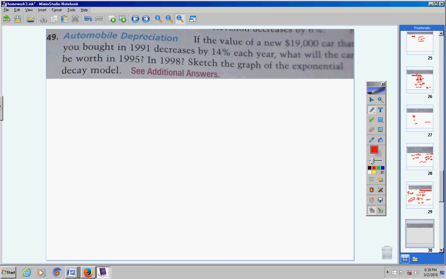Okay, 49. If the value of a new car that you bought in 91 decreases by 14%, what will the car be worth in 1995? Now, guys, I've taught you this. You're welcome to take 19,000 times 0.14, and if you do that, you're going to get 2,660. And then subtract that because it says the value of the car is decreasing. Subtract that from 19,000, and you're going to get 16,340. So there's the value of the car after 1 year.